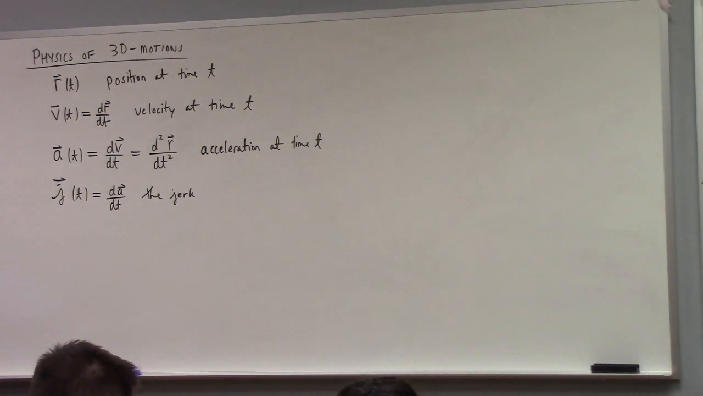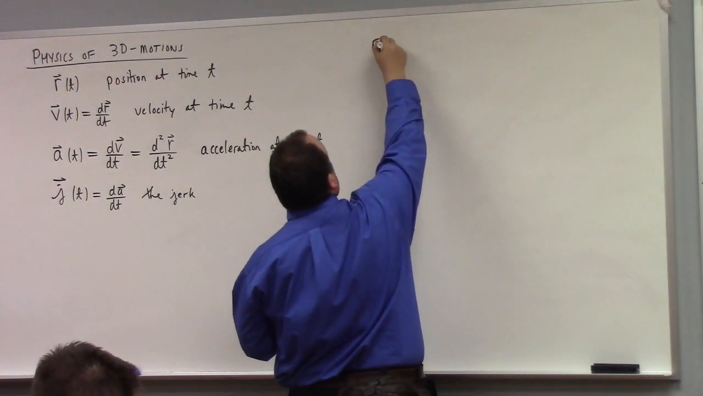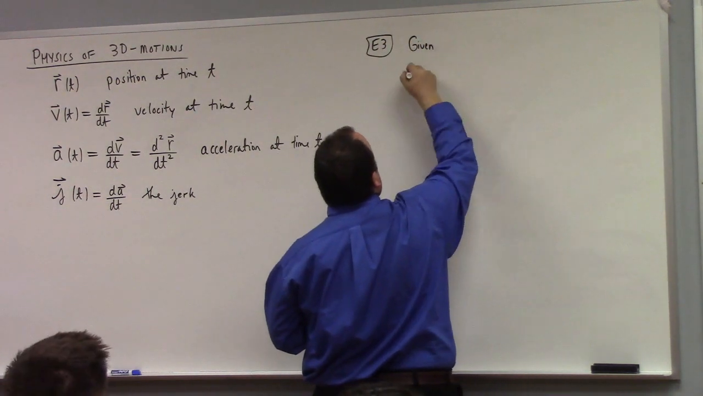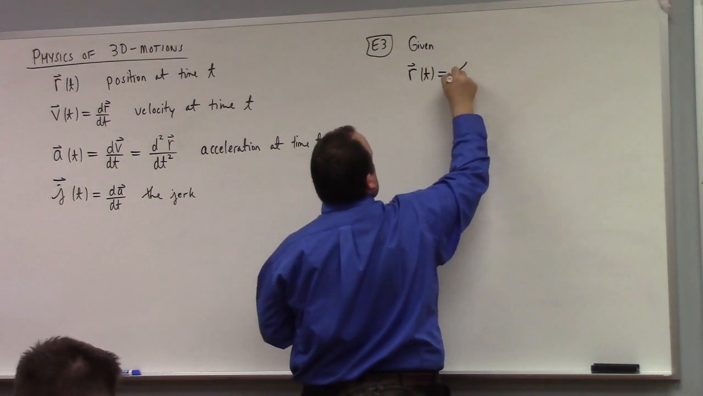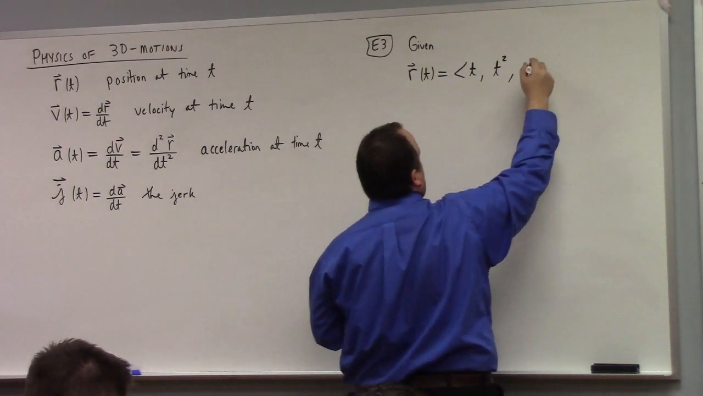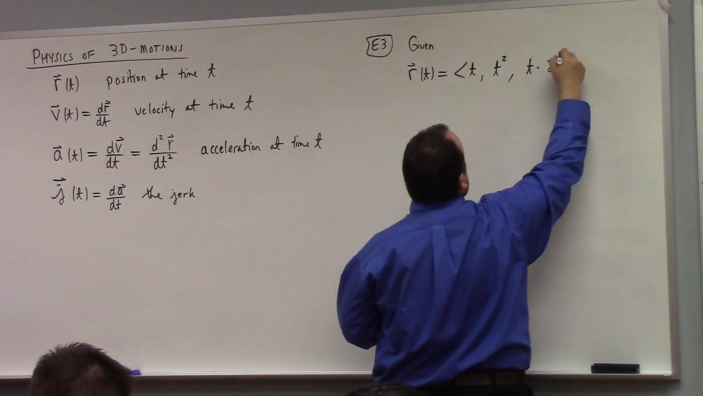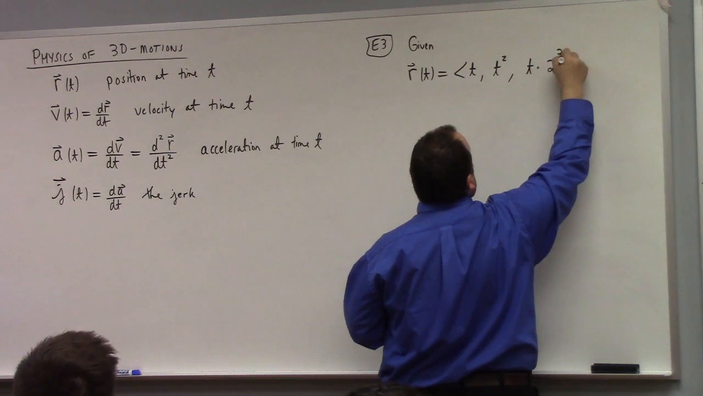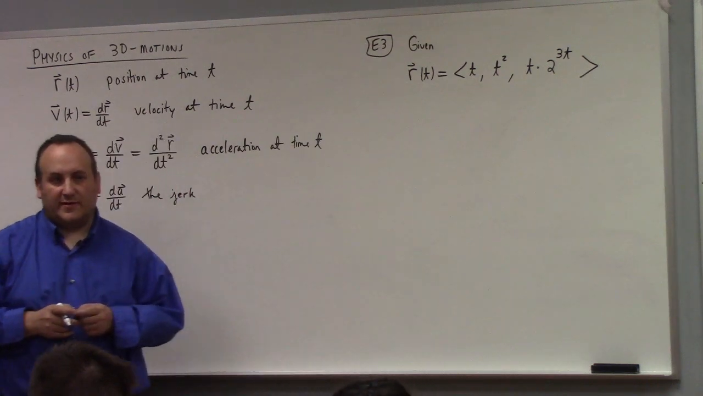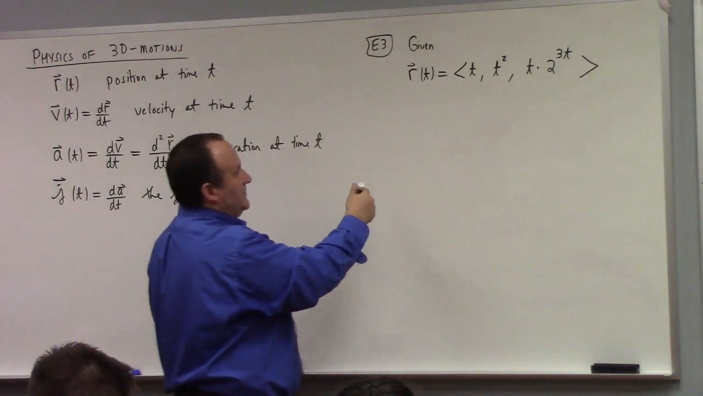Yeah. Now we can do standard example 3. How about this? If you're given r of t, we'll go back with my t squared, and just to mix it up, we'll do t times 2 to the 3t. There we go. That's something we haven't done yet. That should help us shake loose some of the cobwebs in our differentiation, right? So what's the velocity here? If that's the position, what's the velocity?